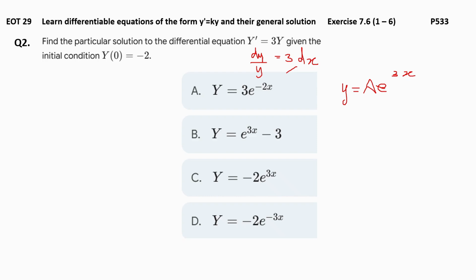Now you can substitute your x value, that is 0, and your y value, that is negative 2. So when you substitute here, you will get your A as negative 2. So let me look for the options. Let's cancel option A because negative 2 is not existing. Even option B, because it's also here, it's not the standard form. Either option C or D. Now e power positive 3x, right? In that case, the final answer is option C.